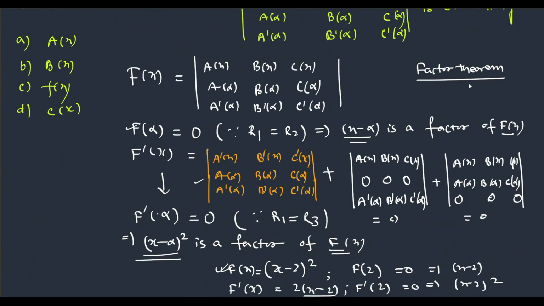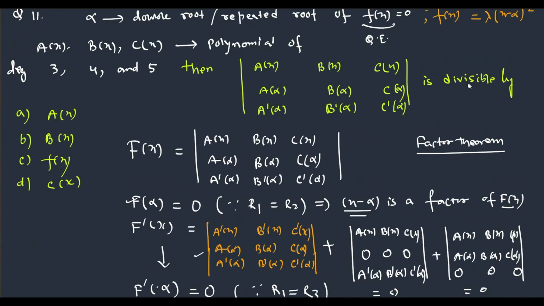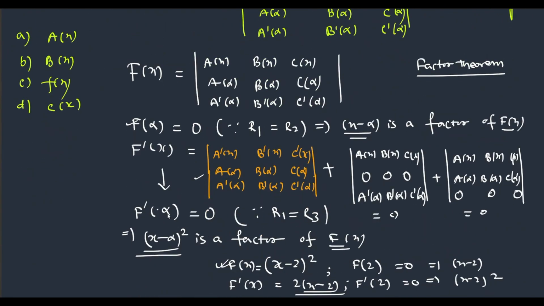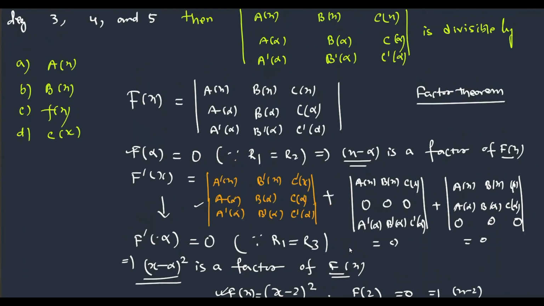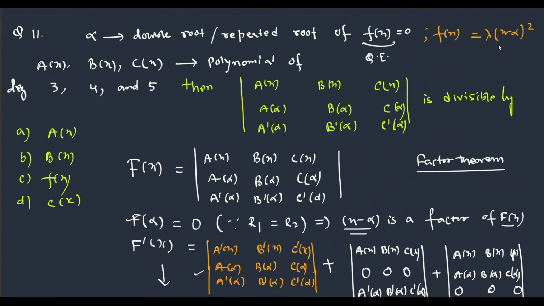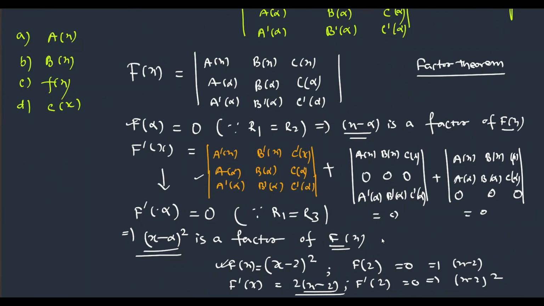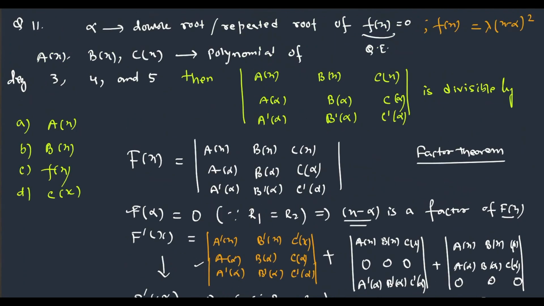So now what you can say, that this capital F(x) has the factor x minus alpha in square form. (x minus alpha) whole square is a factor of F(x), and this small f(x) is nothing but lambda times (x minus alpha) whole square. So that means this capital F(x) is divisible by small f(x). Both have some common factor.